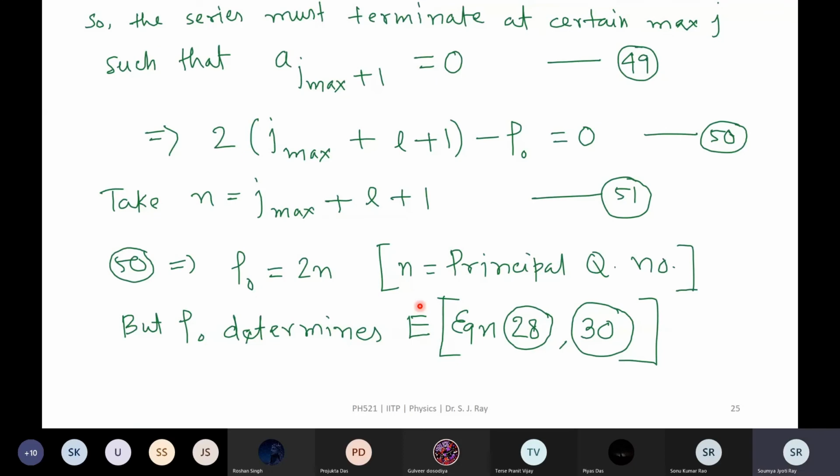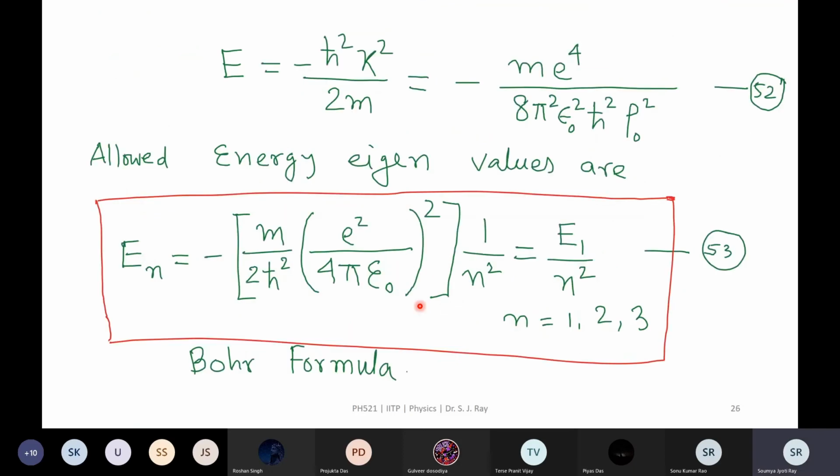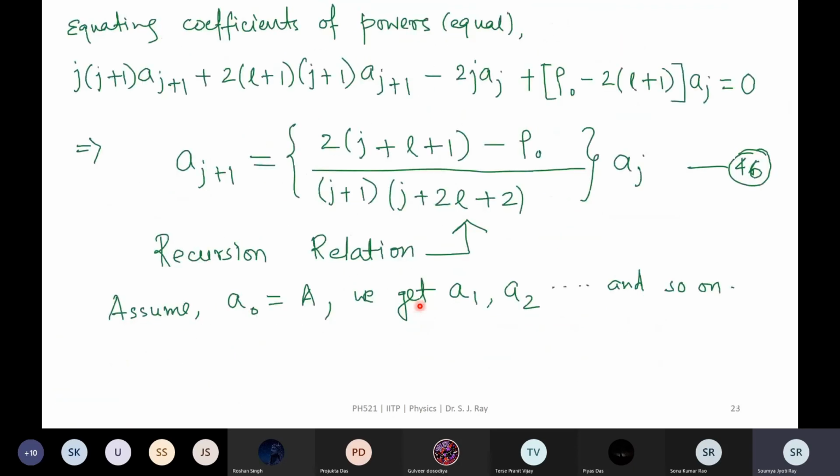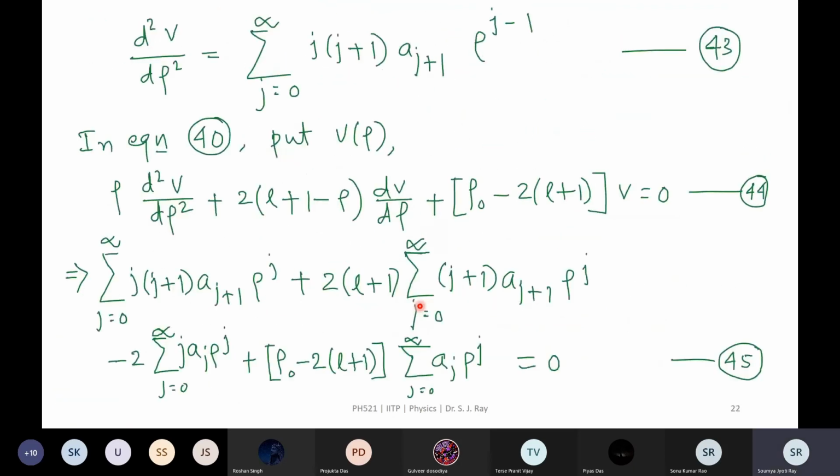Now before proceeding, just tell me if this part is clear up to this. Is it clear to you? I have gone actually several steps ahead.